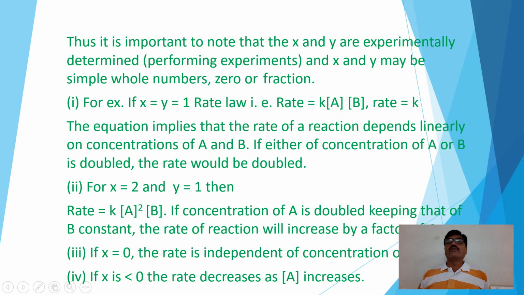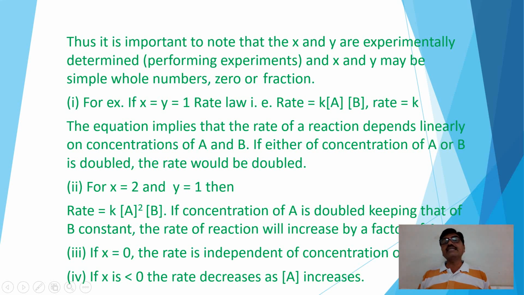What we have to note: when the molar concentrations of the reactants are at unity, at that time the rate is equal to K. That is, the rate depends upon the value of K, the rate constant. The equation implies that the rate of a reaction depends linearly on the concentrations of A and B. If either concentration of A or B is doubled, the rate would be doubled.